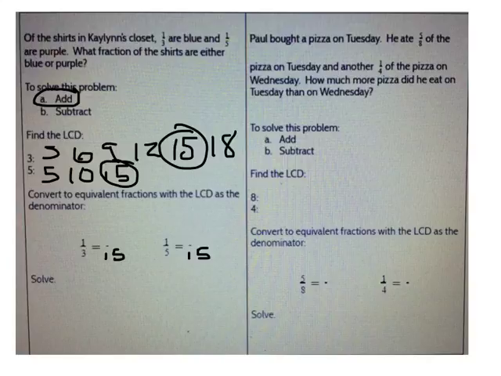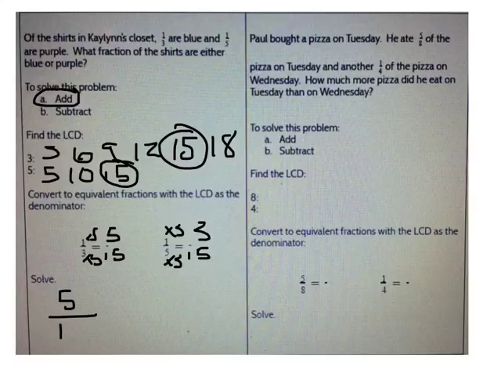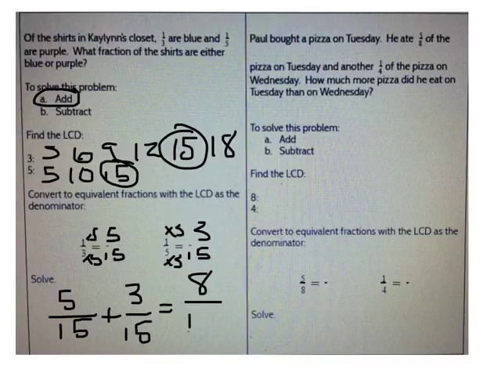Change 1/3 so that the denominator is 15. 1/3 is equal to 5 over 15. Change 1/5 so that the denominator is 15. 1/5 is equal to 3 over 15. Now I can solve the addition problem by adding the new fractions. What's 5 over 15 plus 3 over 15? It's 8 over 15. Let's look at another one.